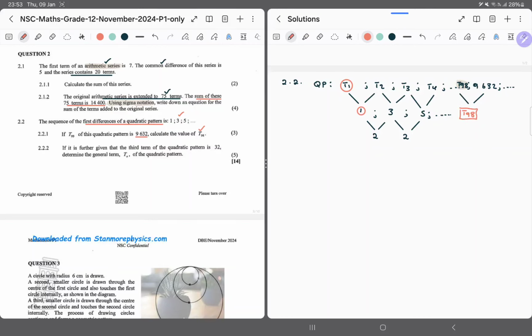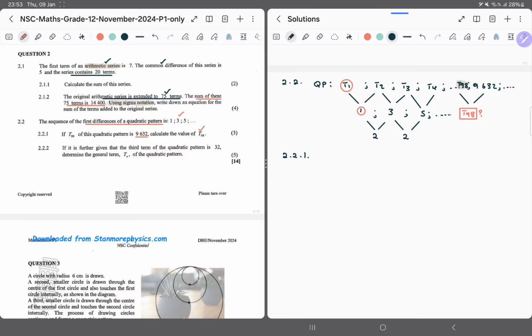So this is key. We need to find out what that value is, because once we find that value, we simply take that number and subtract it, and it gives us the actual T98 in the quadratic pattern. So it is very important to note these kinds of things. These are some of the highlights I want you to pay attention to as you progress in this kind of situation.